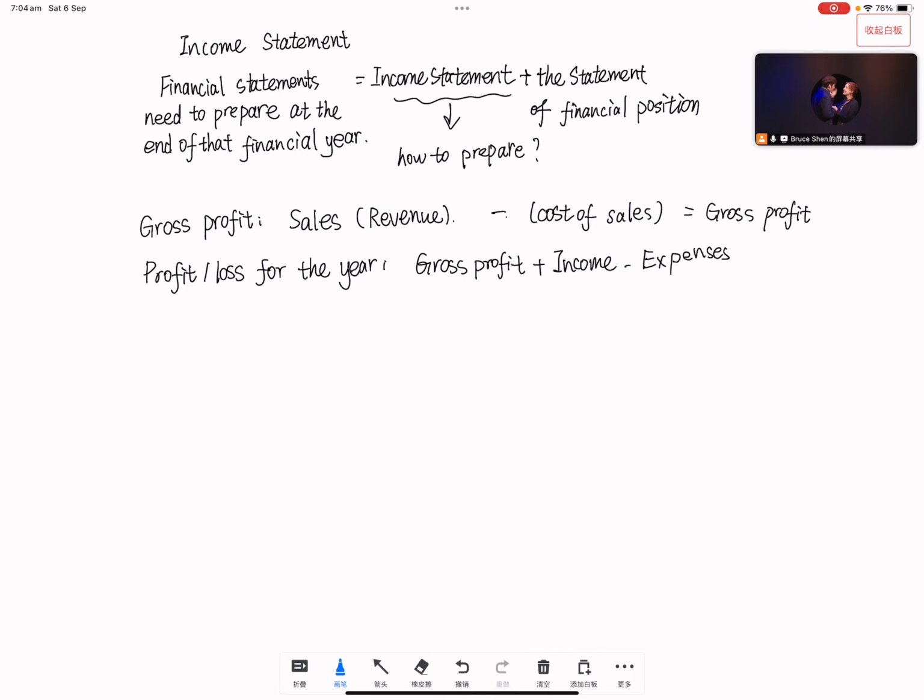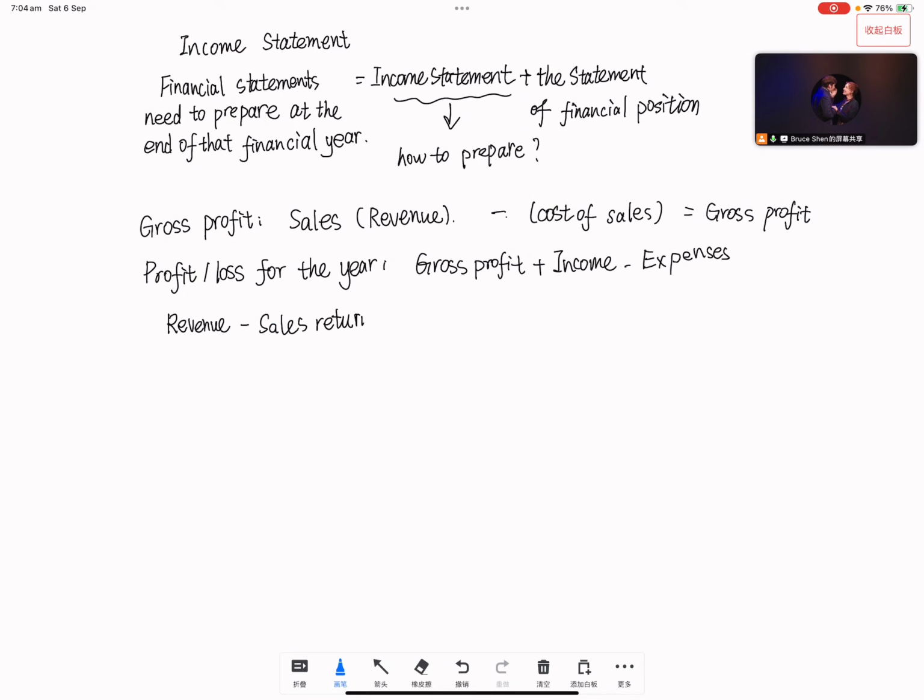But first we need to know how to start the income statement. First, we need to calculate the sales of the year. So how can we calculate the sales of the year? It is revenue minus sales returns. It is easy to understand because we need to calculate the true sales. So we can get a figure here.